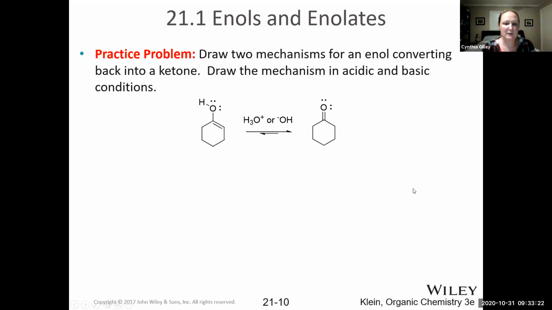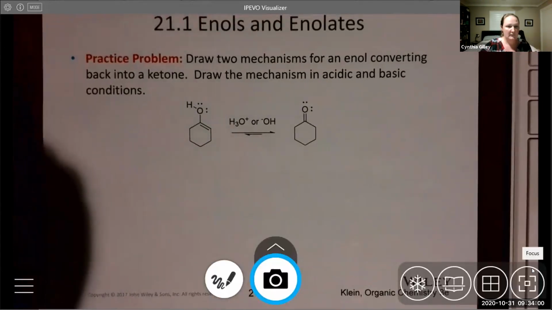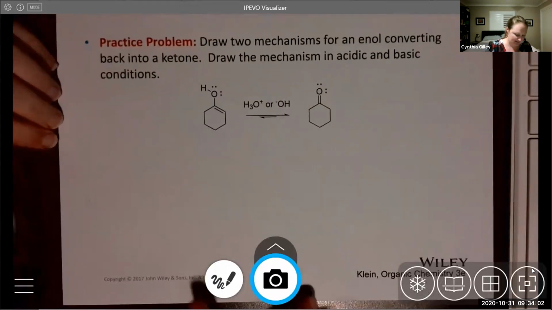So let's practice the mechanism of the reverse process. From an enol, going back to the keto form, let's draw the mechanism that would be acid catalyzed and a separate mechanism that would be base catalyzed, again, to reverse the process and go from an enol back to the keto form. Go ahead and pause the video to draw it, and then we'll go over it. Okay, let's go ahead and go over this problem. So I'm going to do the acid catalyzed conditions first.